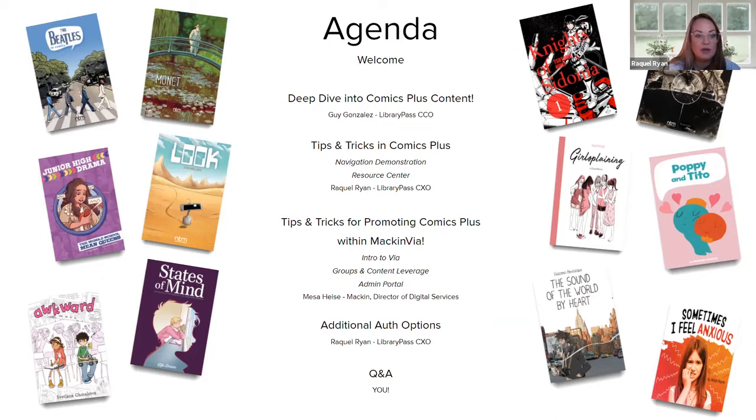And then we have Mesa with us from Mackin, who is going to show you how to really use your Mackin Via platform to leverage the content that we are talking about and all the resources that we show you. And then at the very end, we'll talk about some additional authentication options if you're interested. And then we'll also have a Q&A where you can ask questions for anything that is involved or talked about today in the webinar. I'm going to go ahead and hand it over to Guy, who's going to talk about our collection.